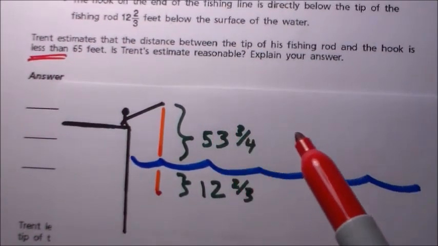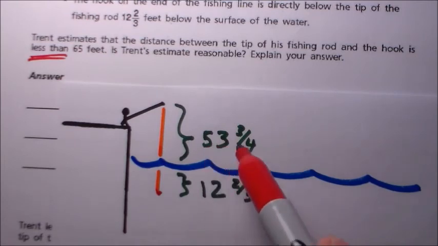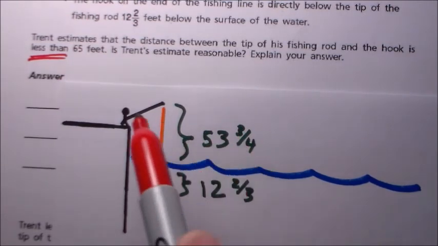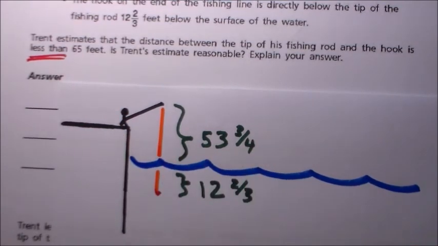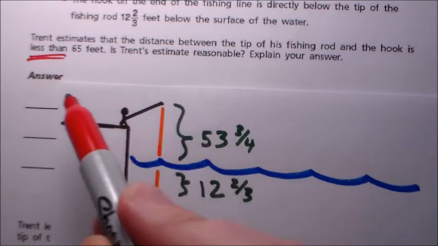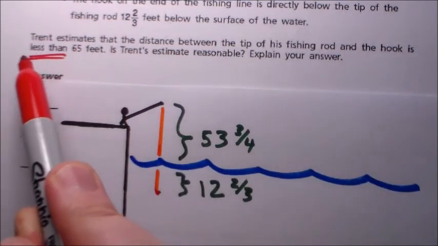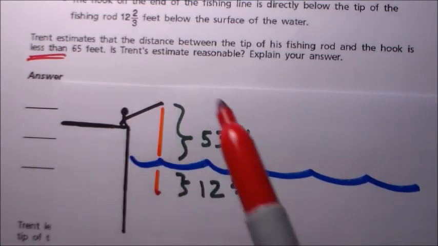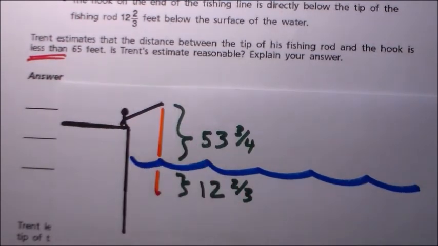Well, you know it's going to be around 65 feet, right? Because 53 feet plus 12 feet is 65 feet. But Trent, and this is a very common thing for a fisherman to do, right? Because obviously this really matters. But the estimate is it's less than 65 feet.